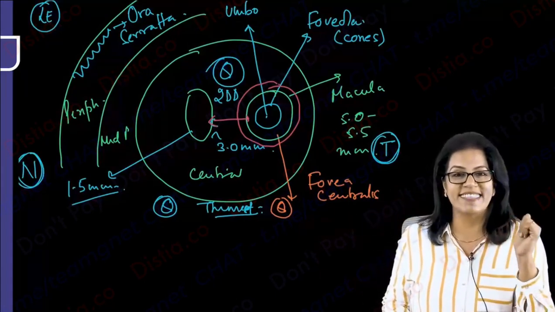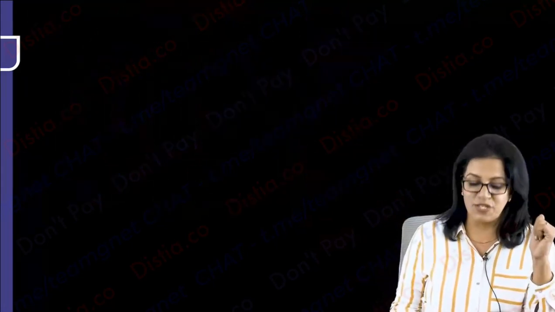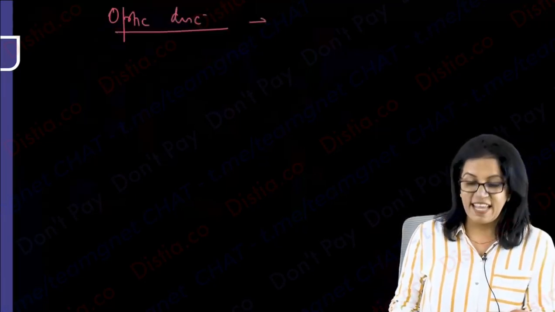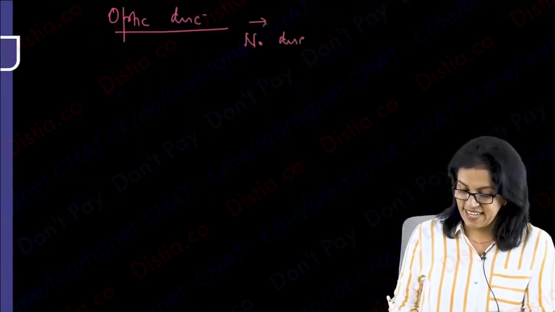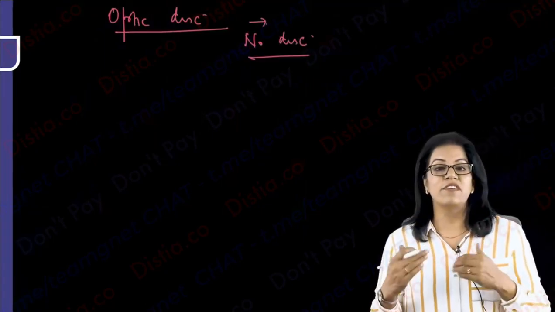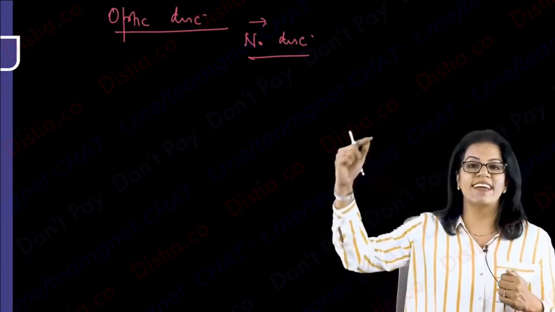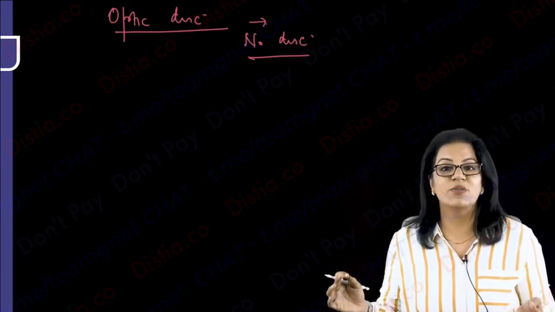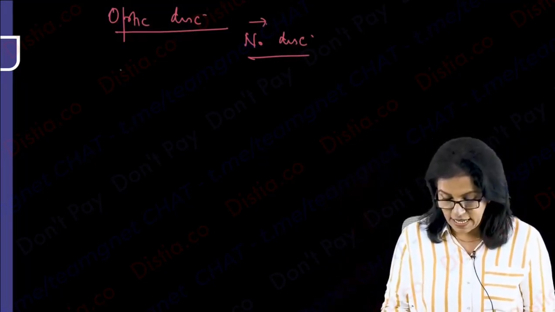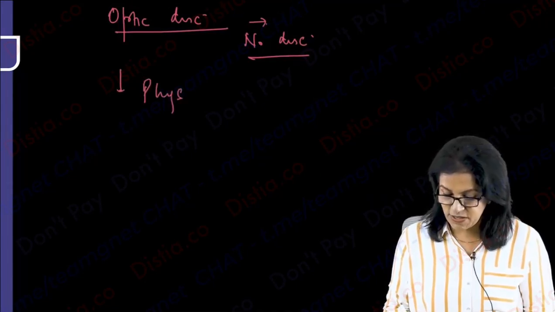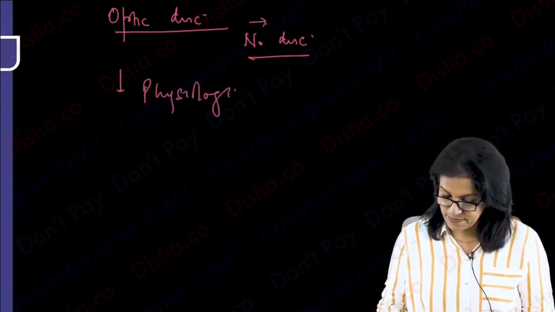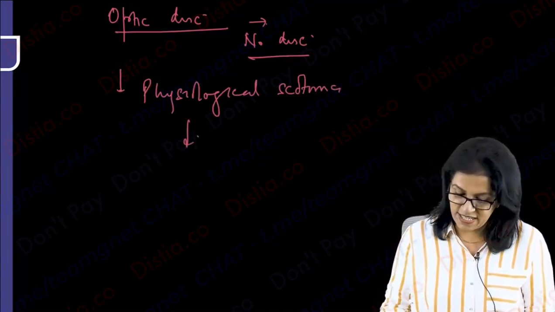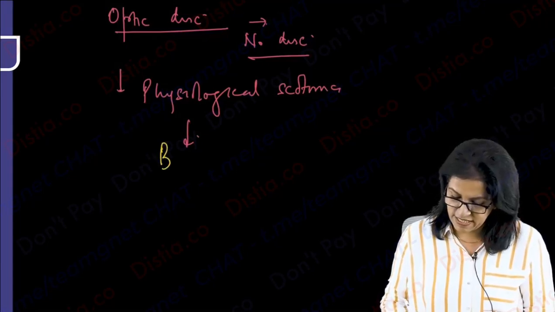And what about the optic disc? Please remember, no vision. The optic disc will not contribute to any vision, and this is the reason that whenever you are doing field charting, you get one area where you can't see anything, and that is the physiological scotoma. So the optic disc corresponds to this physiological scotoma, and this is what is called the blind spot.